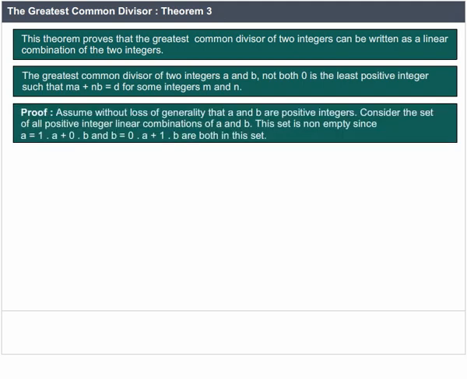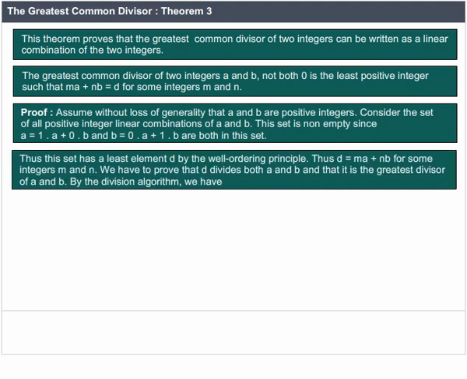Proof. Assume without loss of generality that a and b are positive integers. Consider the set of all positive integer linear combinations of a and b. The set is non-empty since a = 1·a + 0·b and b = 0·a + 1·b are both in the set. Thus, this set has a least element d by the well-ordering principle. Thus, d = ma + nb for some integers m and n.